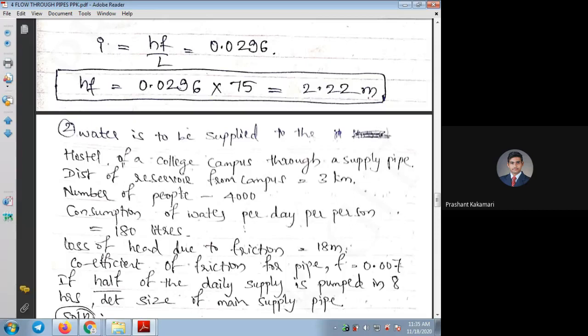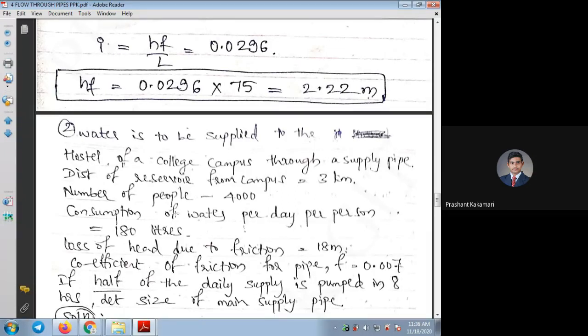Distance of the reservoir from the campus. You can assume a pump or an underground storage or sump tank. So the distance of the reservoir from the campus is 3 kilometers. At that distance, our source of water is there.